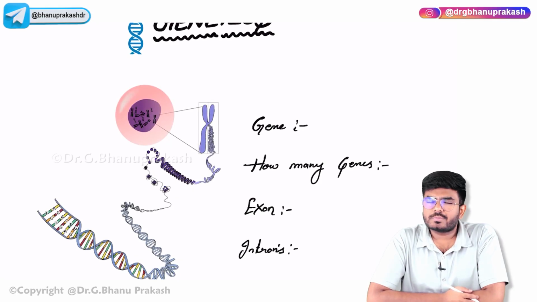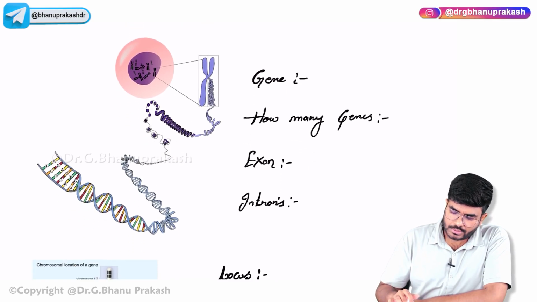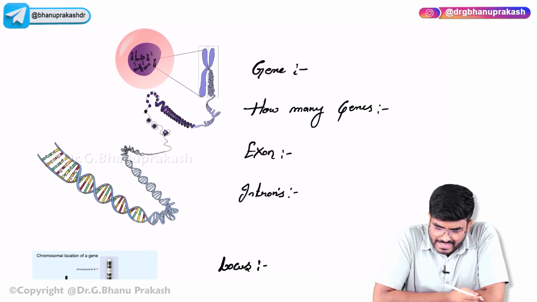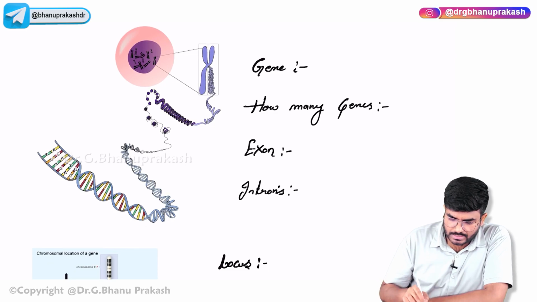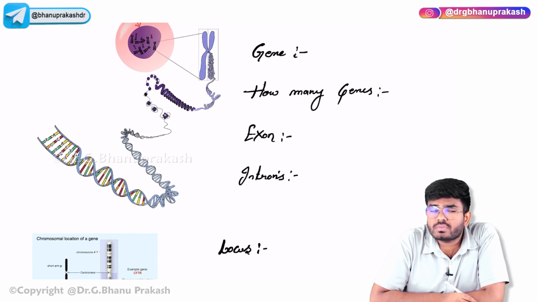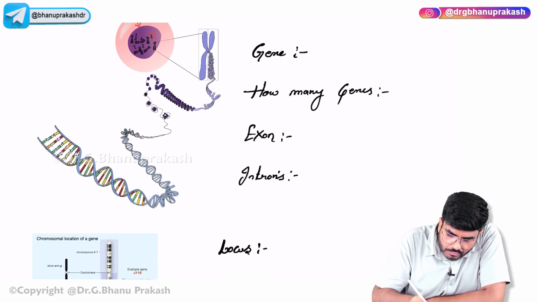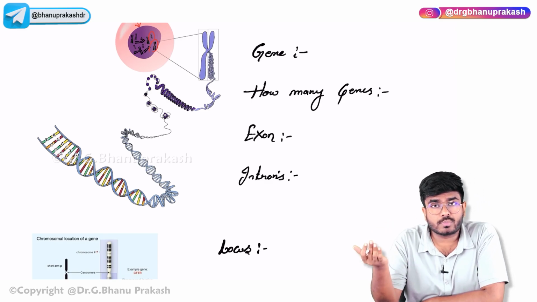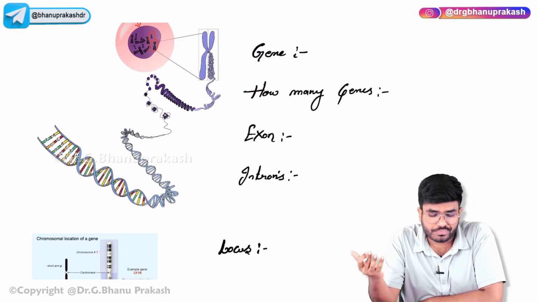Hello guys, now let's begin with the new chapter, that is genetics. So first let's begin with what exactly is a gene. You know that in every cell there is something called a nucleus. Inside the nucleus, what do we have? We have the chromosomes. We humans have 46 chromosomes, that's 23 pairs of chromosomes, right?